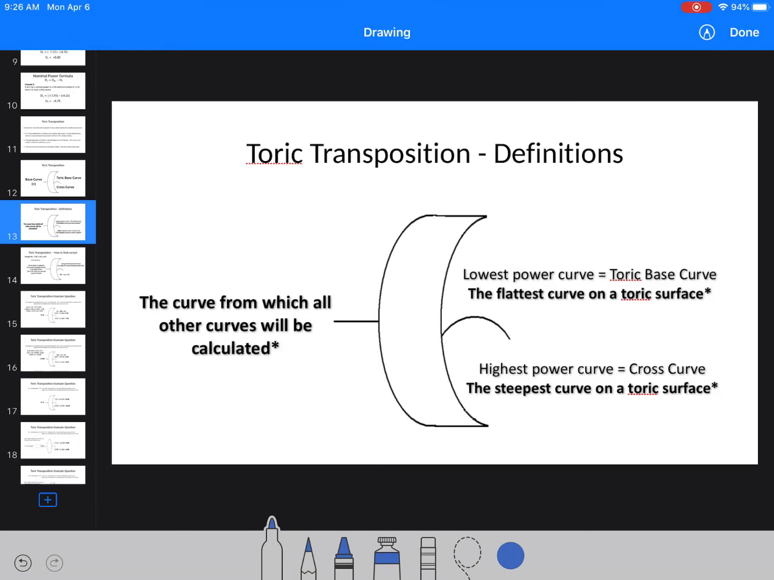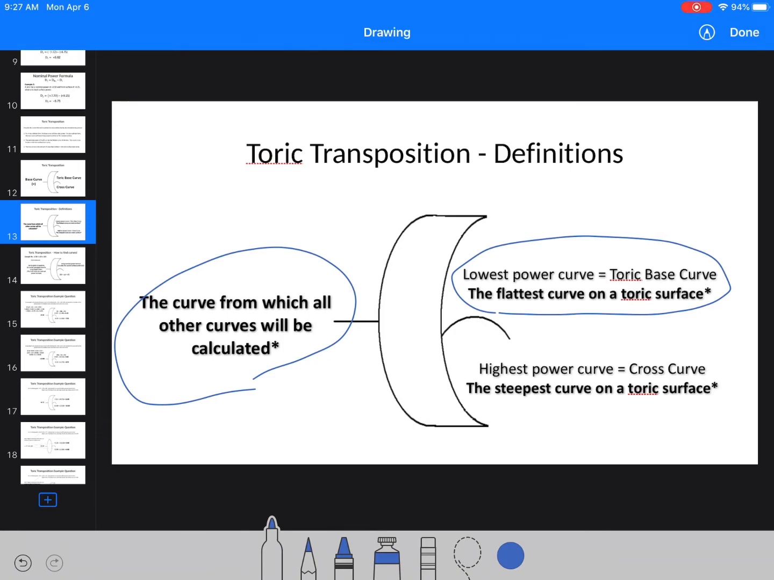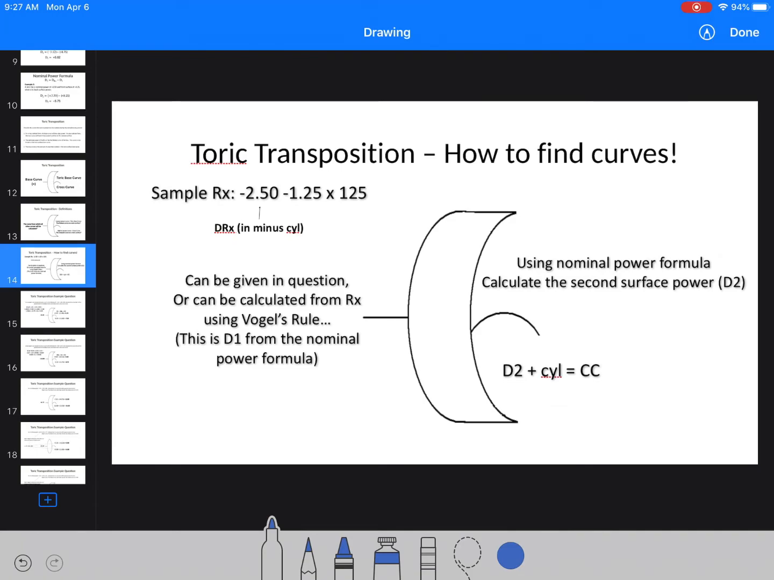All right. So some definitions. The definition of a base curve is the curve from which all other curves will be calculated. That's a very typical ABO, any kind of test question. That's a very common one. The toric base curve is the flattest curve on a toric surface, and the cross curve is the steepest curve on a toric surface. Remember, the toric base curve will be the lower power curve on the back, and the cross curve will be the higher power curve on the back. Okay.